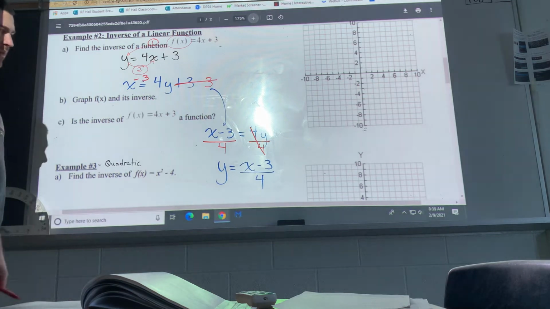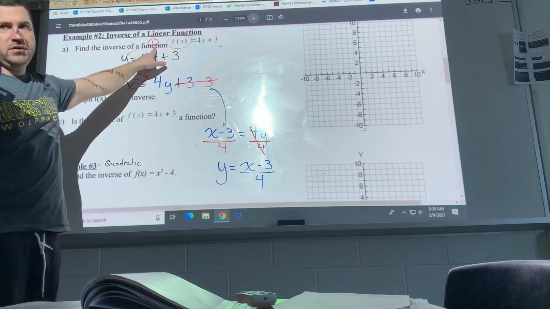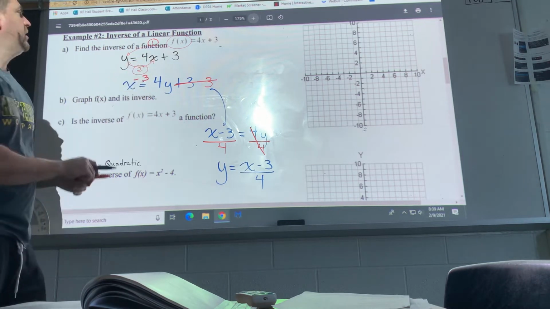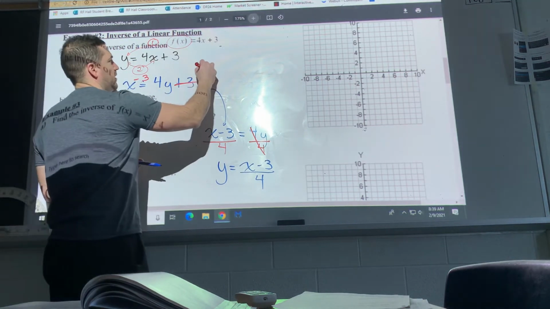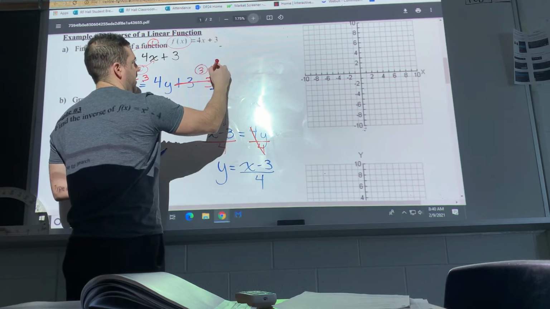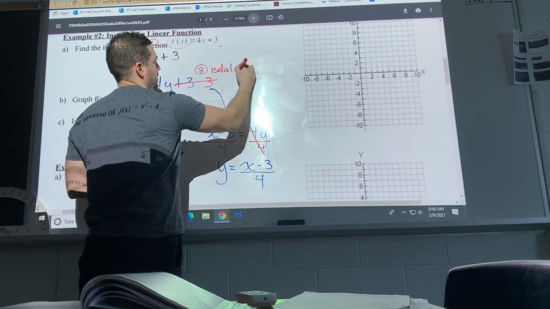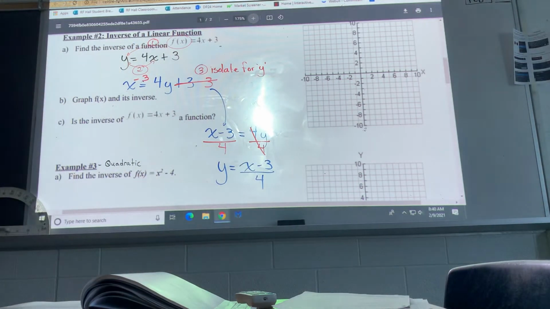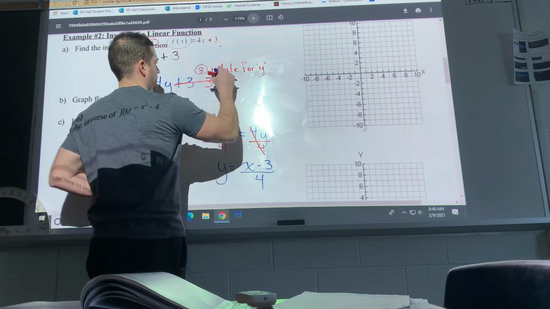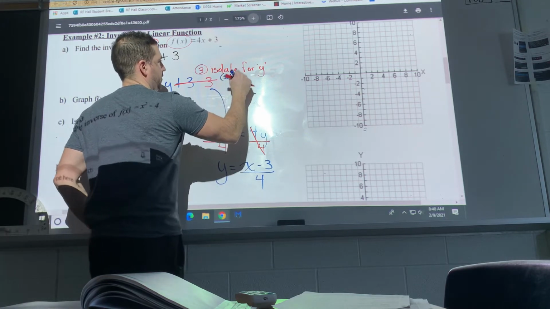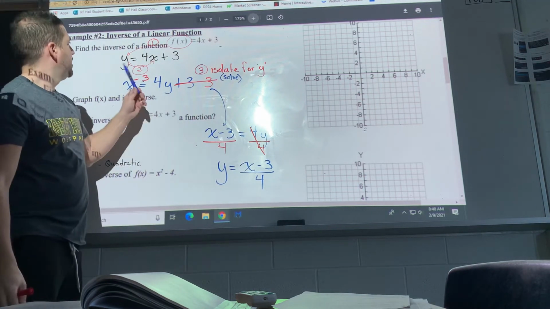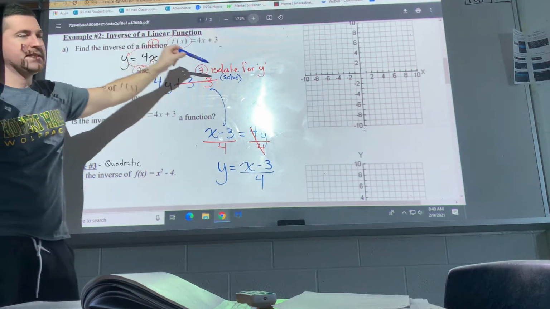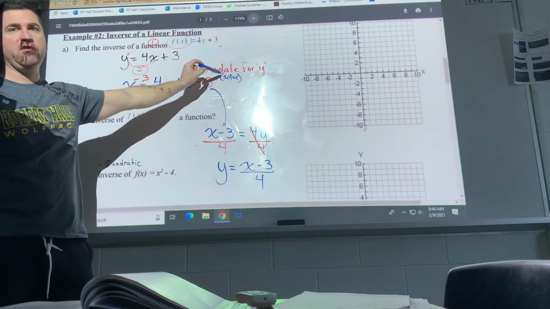That's fine. Okay, so again, step 1, change the f of x to a y. Step 2, swap the x and y. Step 3 is to isolate for y, or solve. Oh, that's right in the glare, isn't it? So step 1, change f of x to y. Step 2, swap the x and y. Step 3, isolate or solve for y.